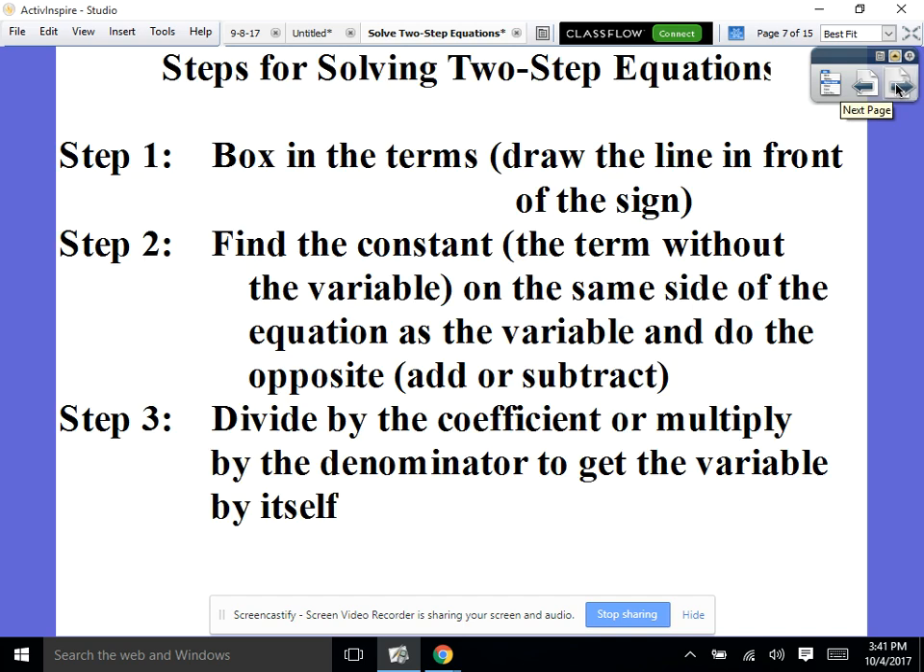All right, the steps for solving two-step equations. Now you'll need to write these down. Step 1, box in the terms. Draw the line in front of the sign. Remember, I said that. It will help you, and I will ask you if you have done that. Step 2, find the constant. We learned yesterday that the constant is the term without the variable. Find the constant that is on the same side of the equation as the variable, and do the opposite, either add or subtract. Step 3, final step before we check it: divide by the coefficient or multiply by the denominator to get the variable by itself.